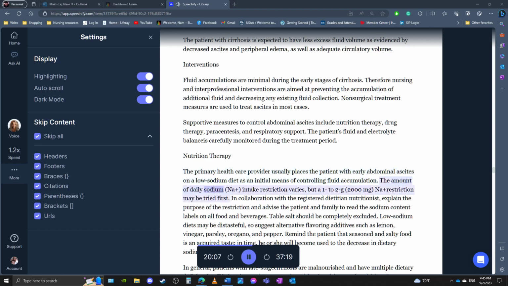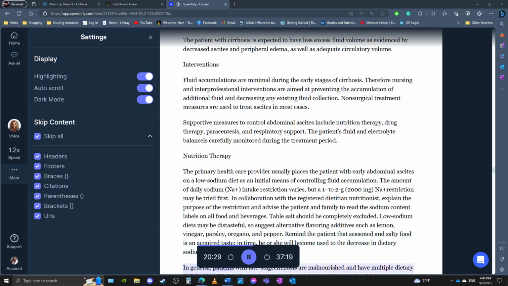The amount of daily sodium intake restriction varies, but a 1 to 2 g Na+ restriction may be tried first. In collaboration with the registered dietitian nutritionist, explain the purpose of the restriction and advise the patient and family to read the sodium content labels on all food and beverages. Table salt should be completely excluded. Low-sodium diets may be distasteful, so suggest alternative flavoring additives such as lemon, vinegar, parsley, oregano, and pepper. Remind the patient that seasoned and salty food is an acquired taste. In time, he or she will become used to the decrease in dietary sodium.